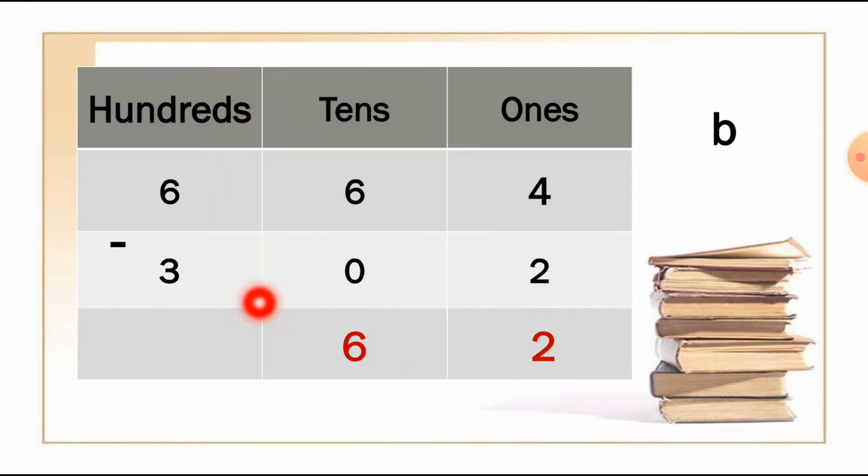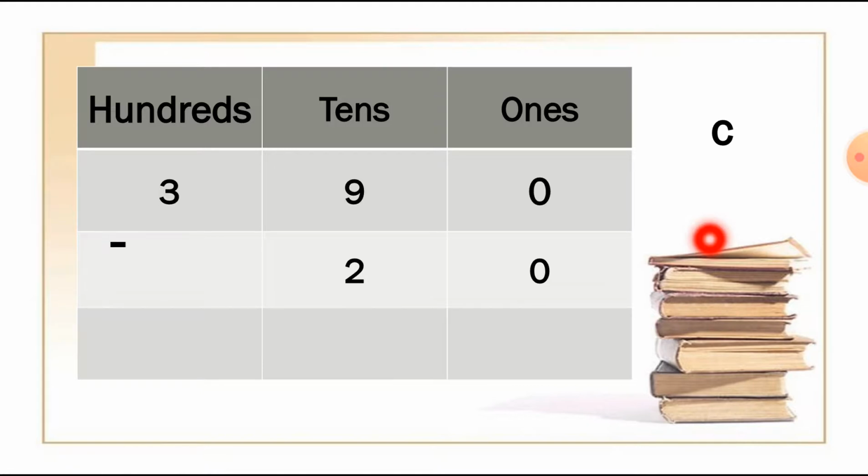Now let's move to the hundreds column, which contains 6 minus 3. So we have to cut this 3 number from this 6. So 6 minus 3 is equal to 3. So students, here we get the answer 362. I repeat this, and you also have to repeat after me. 362. This way we can solve these types of sums, which is subtraction of bigger number.